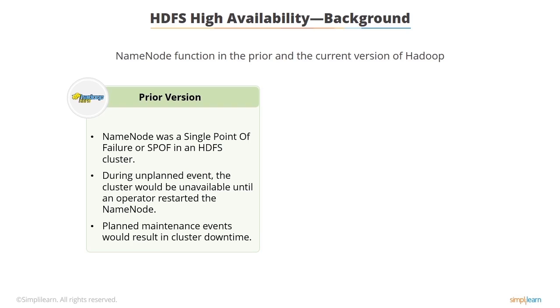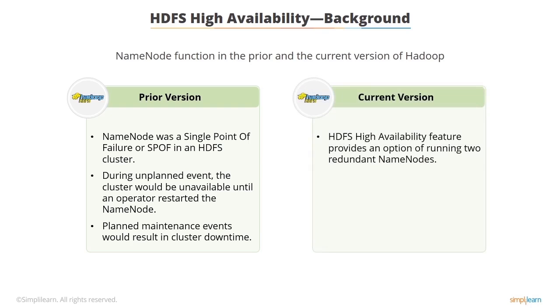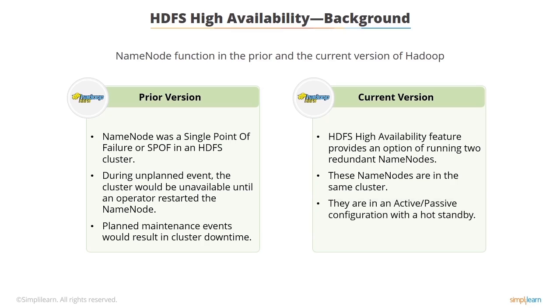Also, planned maintenance events, such as software or hardware upgrades on the name node system, would result in cluster downtime. The HDFS High Availability, or HA feature, addresses these problems by providing the option of running two redundant name nodes in the same cluster in an active-passive configuration with a hot standby. This allows a fast failover to a new name node in case a system crashes or an administrator initiates a failover for the purpose of a planned maintenance.